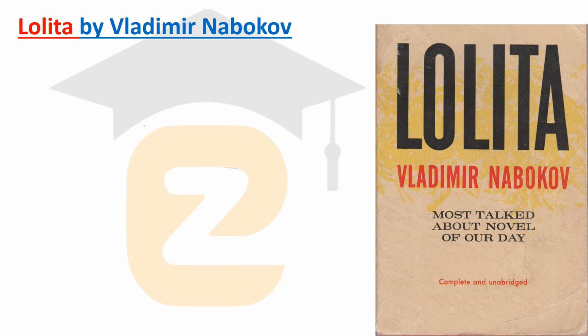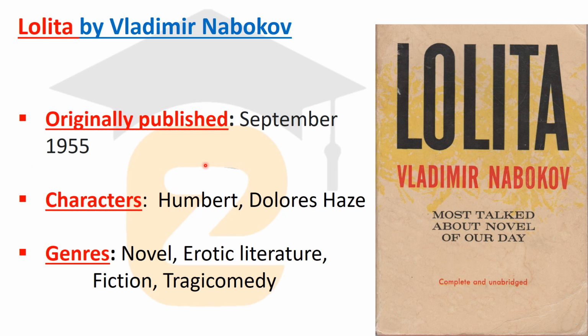Another important novel of English literature we have is Lolita, which was written by Vladimir Nabokov, and this is the cover page of the novel. And this was originally published in September 1955. And the characters we have in this novel are Humbert and Dolores Haze. The subgenre of this novel is erotic literature, fiction, and tragic comedy. This is the subcategory of this fiction.